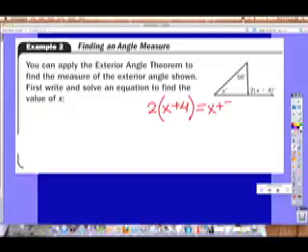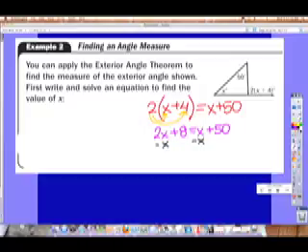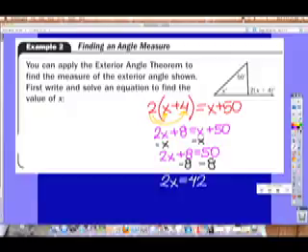Now I'm going to subtract x from both sides. So that'll be x plus 8 equals 50. And then let's subtract 8 from both sides. So we've got x equals 42. Oh, and I put the 2. Thank you. So we're done. Hooray! Right here. That's 2x, right? So is it just x equals 42? Yeah.